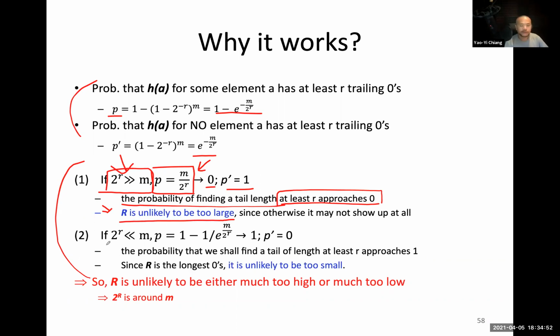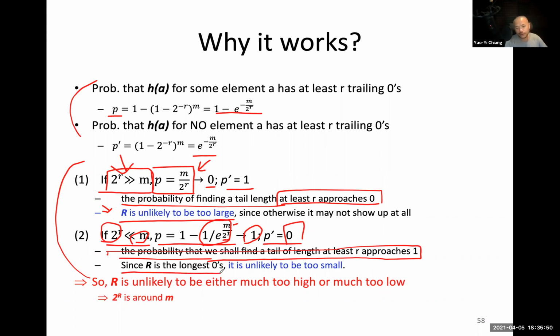Cool. How about if 2 to the power of r is much smaller than m? Well, in this case, this is your p, and if this is much smaller than m, this term becomes 0, right? You have 2 to the power of r, you have m here, and your p becomes 1, and hence your p prime, your complementary probability, becomes 0. What does it mean? Well, this means if 2 to the power of r is much smaller than m, the probability that we should find a tail of length at least r approaches 1. Okay, this means if your r is very small, it's almost 100% guaranteed that we are going to find it. Since r by definition is the longest run of zeros, we are not going to look for short ones. It is unlikely to be too small. So this will not happen.